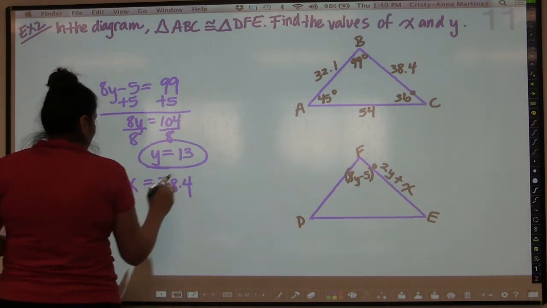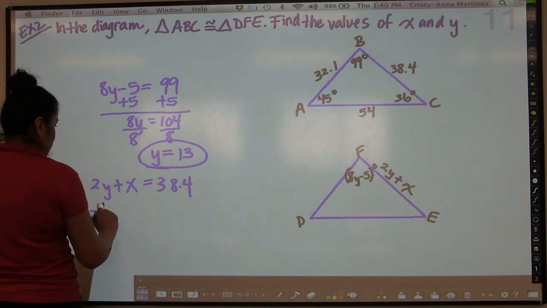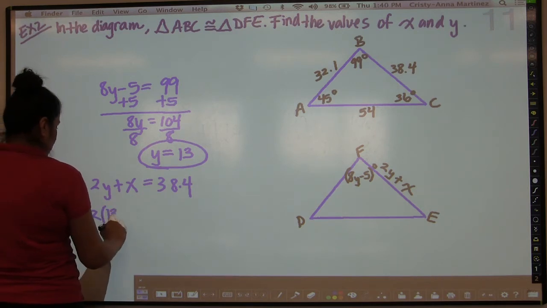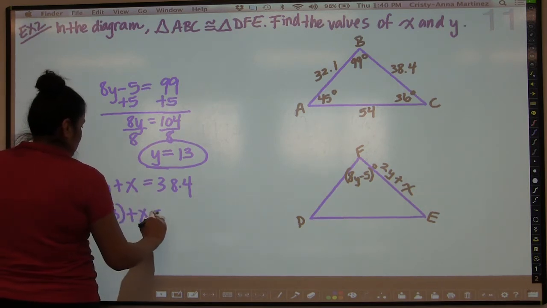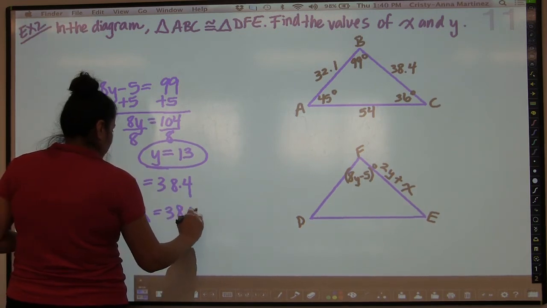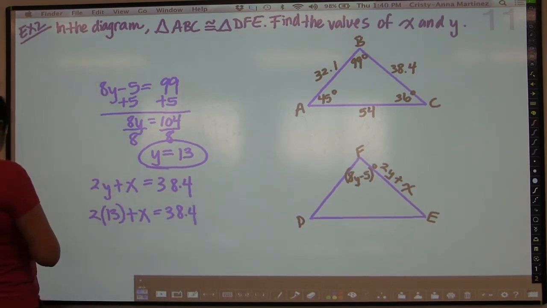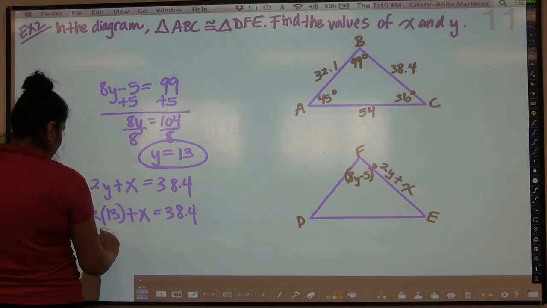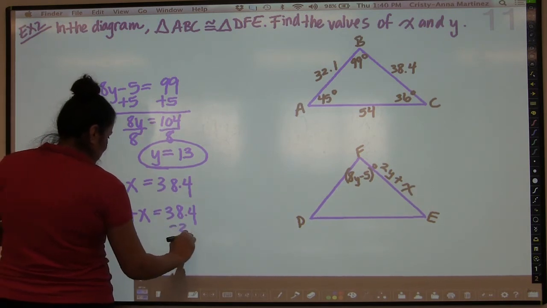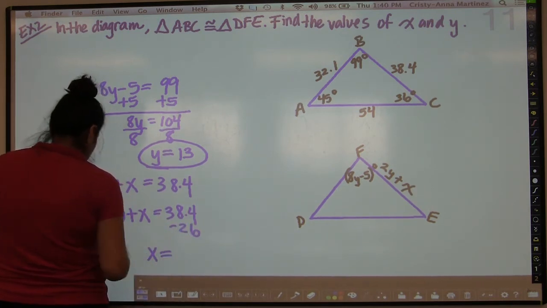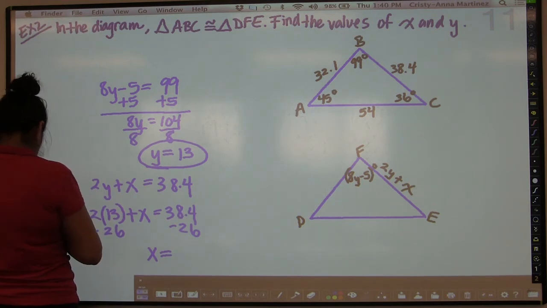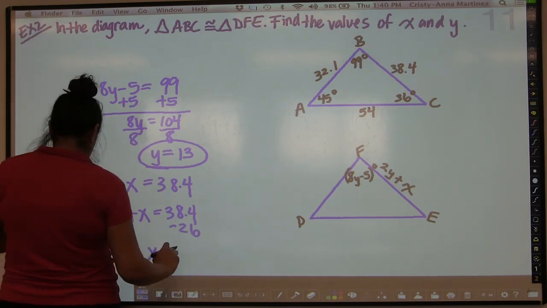Now that we know what y equals, we can plug the y into the next equation, which is 2 times 13 plus x equals 38.4. And 2 times 13 is 26. So if I subtract 26 from both sides, then x will equal 12.4.